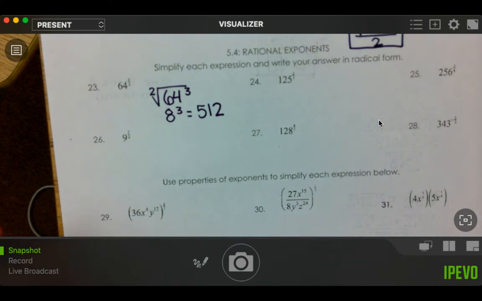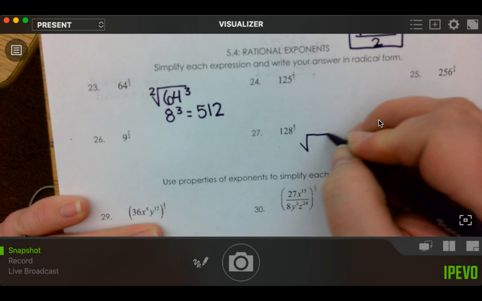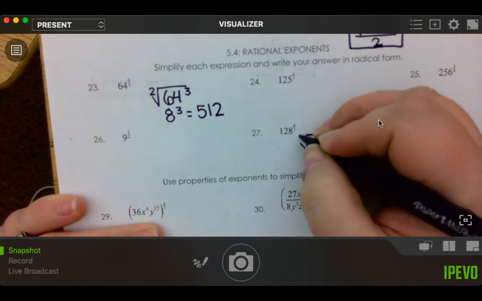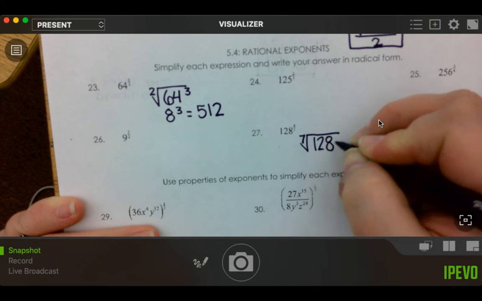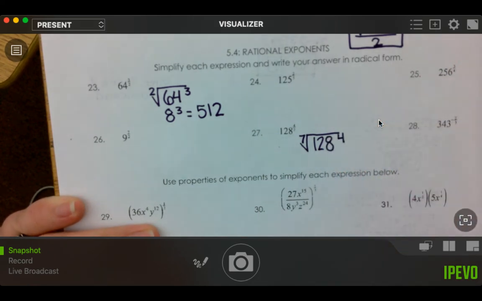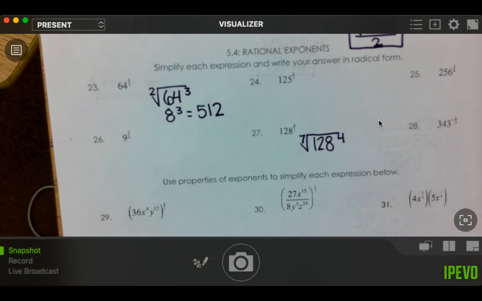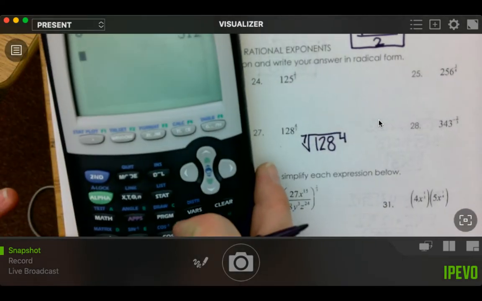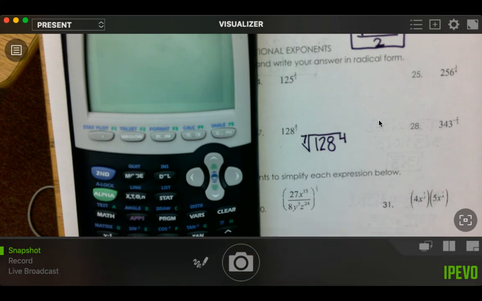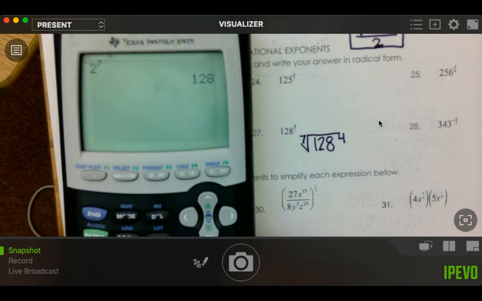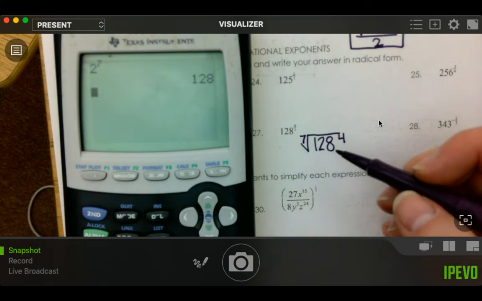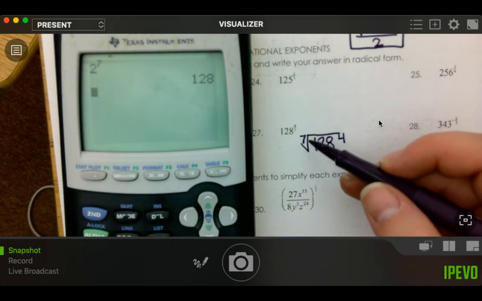On 27, start with the radical. Whatever number is on the bottom becomes the index, and whatever number is on the top stays with that number. And then I'm going to do the 7th root of 128. One of the powers that will be on that list that I'm kind of giving you guys is the fact that 2 to the 7th is 128. But if you weren't sure, you could just check because you know you need a 7th power.